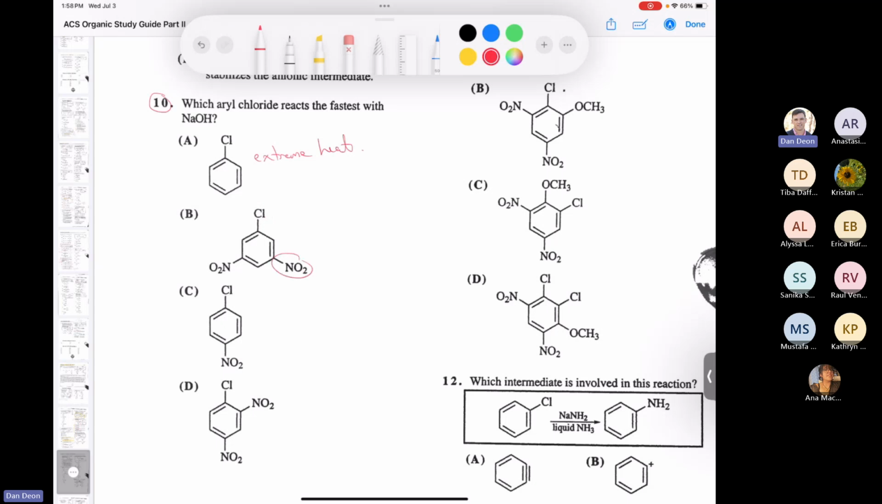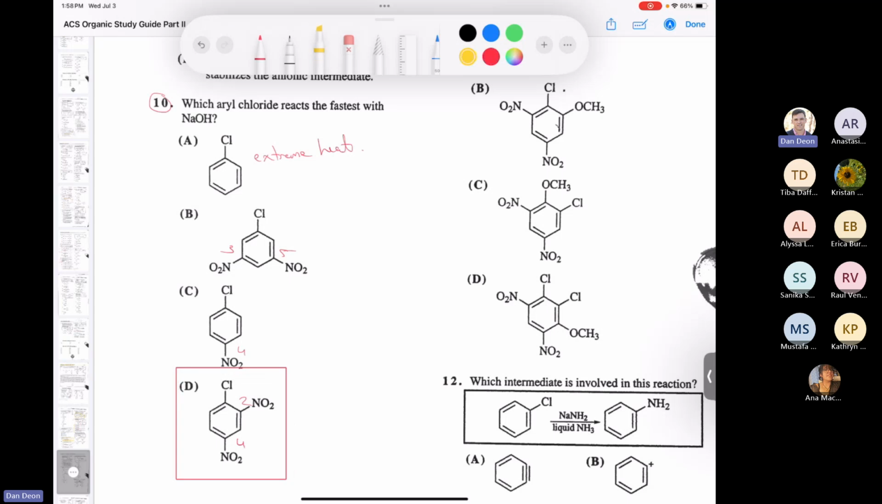You have strong electron withdrawing groups, but they're not in the right position, right? These are in the 3 and 5 position. Here, this one is okay because the nitro group is in the 4 position, but look here, we've got 2 and 4. So this one is the one that is going to be most set up for the SNAR reaction.